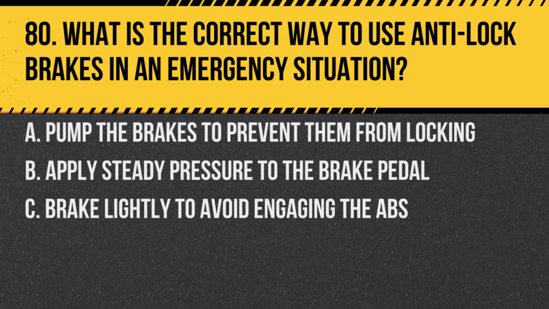Question 80. What is the correct way to use anti-lock brakes in an emergency situation? A. Pump the brakes to prevent them from locking. B. Apply steady pressure to the brake pedal. C. Brake lightly to avoid engaging the ABS. Answer. B. Apply steady pressure to the brake pedal. ABS prevents the wheels from locking and helps maintain steering control.